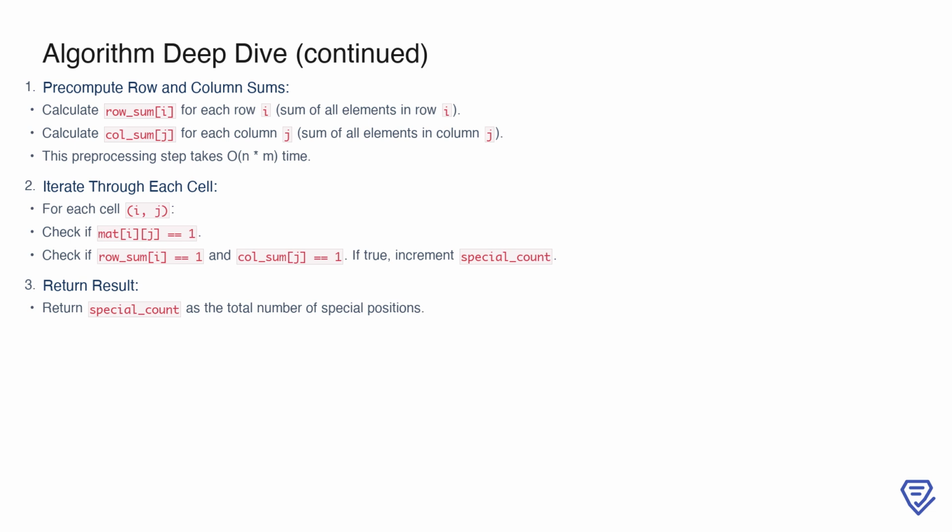This pre-processing step takes O(n*m) time, where n is the number of rows and m is the number of columns. Once the row and column sums are calculated, we iterate through each cell (i, j) in the matrix. For every cell, if mat[i][j] equals 1, we simply check if row_sum[i] equals 1 and col_sum[j] equals 1. If both conditions are true, the position (i, j) is counted as a special position. Finally, we return the total count of special positions after examining all the cells. This optimization drastically reduces the need for redundant row and column checks, improving the algorithm's efficiency.